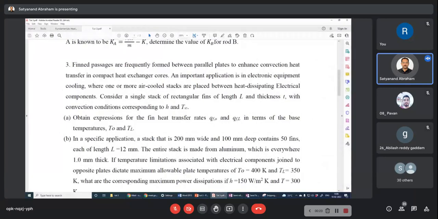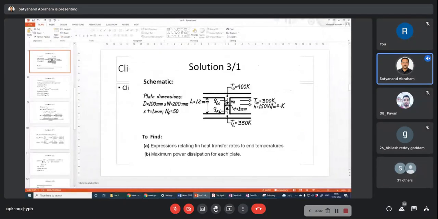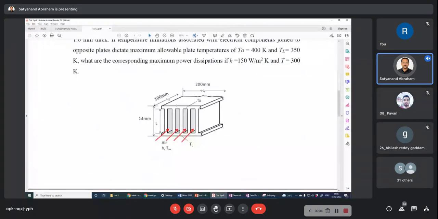So yesterday we were seeing the fin problem, in which we are seeing finned passages, right? We are seeing that if we have a passage like this, how the heat transfer coefficients are going to be. So we said that this one is the special situation.